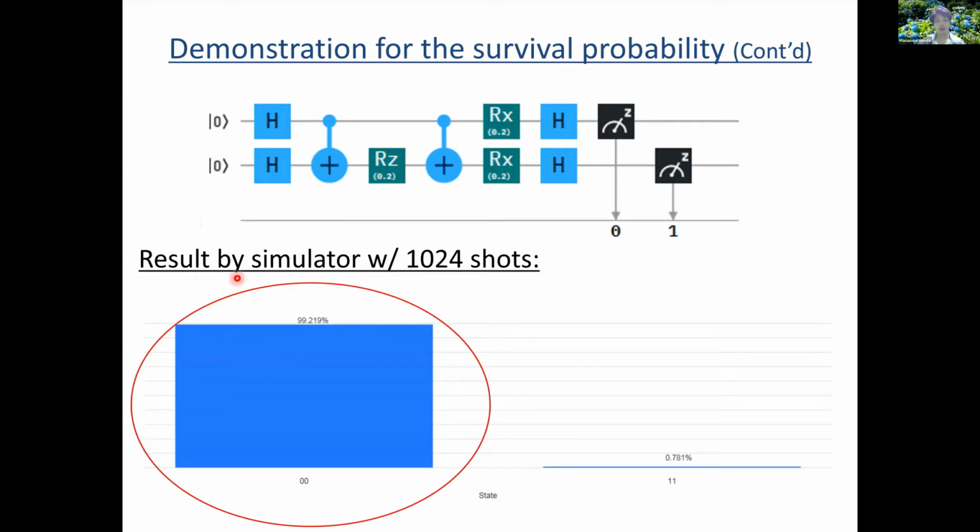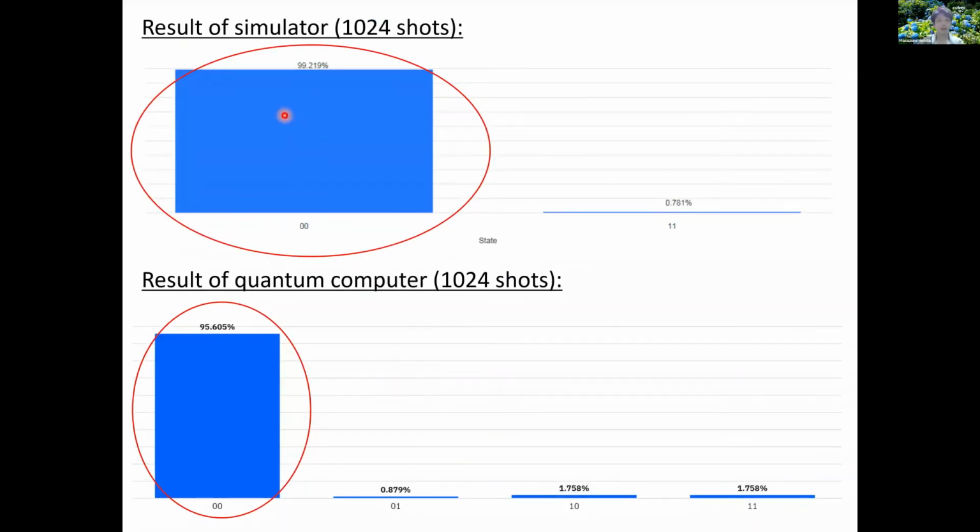This is the result by simulator with 1024 shots. We see that the free vacuum mostly survives. This sounds reasonable since we have taken t to be very small, namely t equals 0.1. Here is a comparison of the results by simulator and the real quantum computer. We see some differences, and these differences should be understood as quantum error.